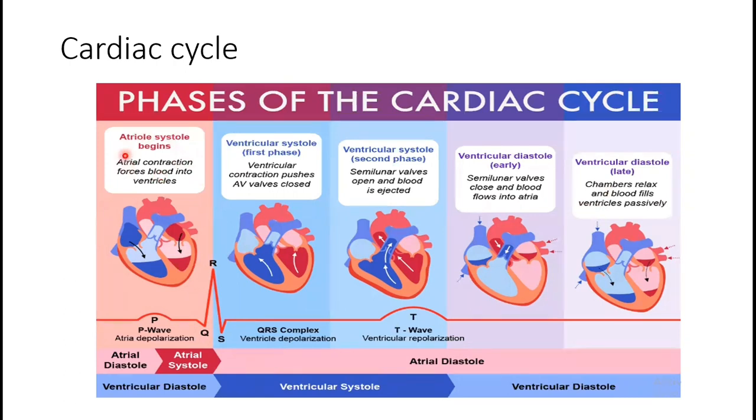So atrial systole begins. Atrial systole begins means when atrial contraction forces the blood into the ventricle. See, systole is the phase when the wall of the heart contracts, and diastole is the phase when the wall of the heart relaxes. Okay, so this atrial contraction is done so that the blood can be forced inside the ventricles.